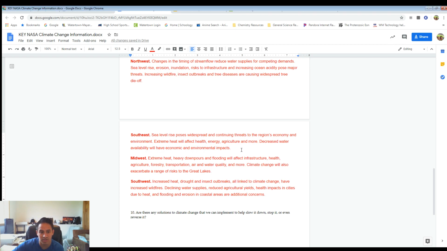Decreased water availability will have economic and environmental impacts. Here in the Midwest, that's here, right? Hometown, our home state here. Extreme heat. So our summer is going to get a lot hotter. As many of you probably already know, our summers can get really hot now. They're going to get hotter.